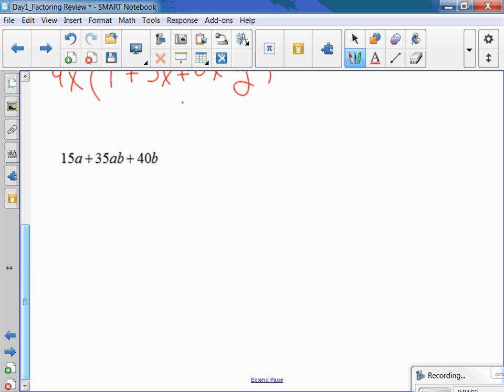15a plus 35ab plus 40b. Gabriel? Only 5? As Gabriel said, we have a GCF here of 5, absolutely. A is not shared by all 3 terms. B is not shared by all 3 terms. There's only a 5 in common with those coefficients.